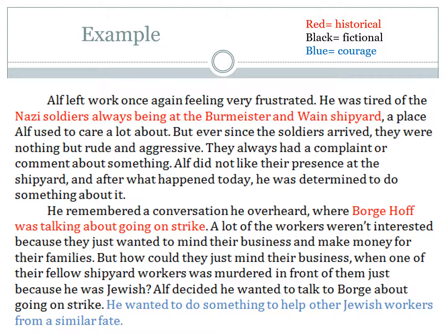A lot of the workers weren't interested because they just wanted to mind their business and make money for their families. But how could they just mind their business when one of their fellow shipyard workers was murdered in front of them just because he was Jewish? Alf decided he wanted to talk to Borg about going on strike. He wanted to do something to help other Jewish workers from a similar fate.